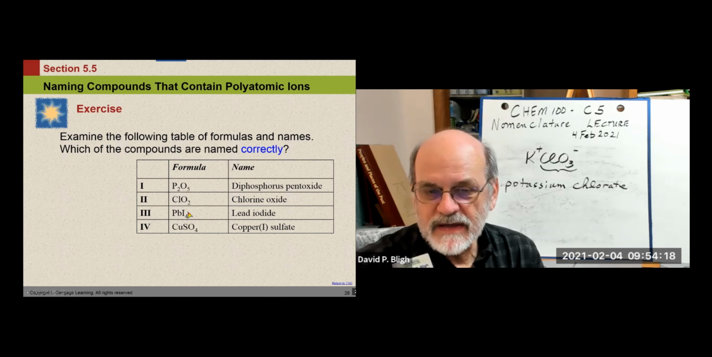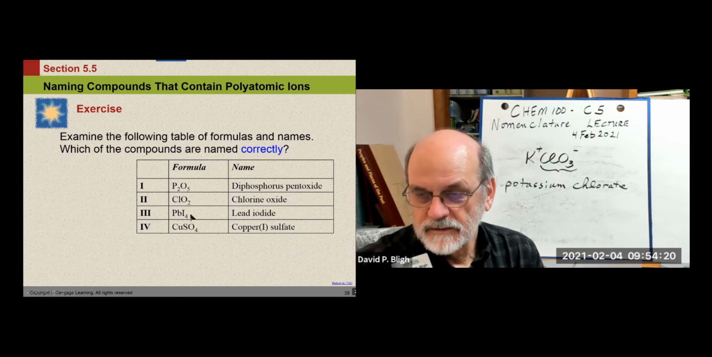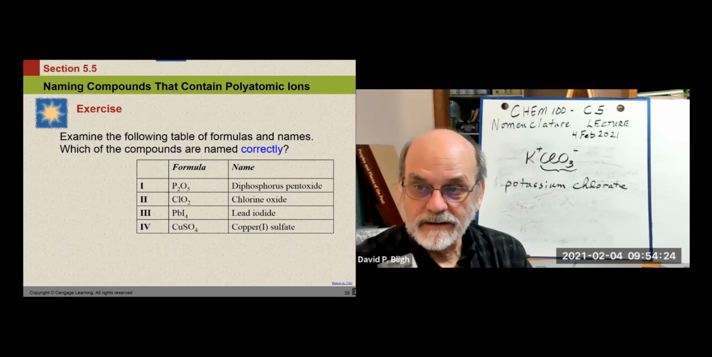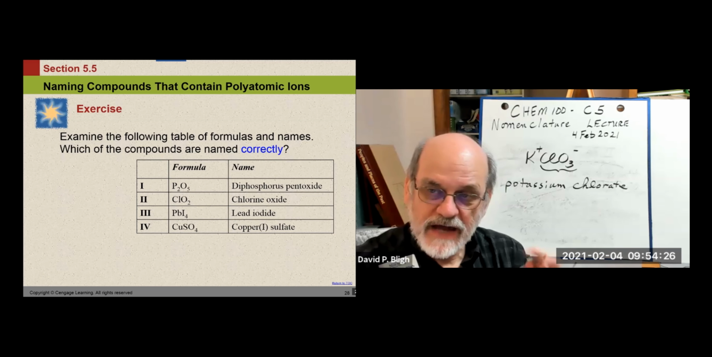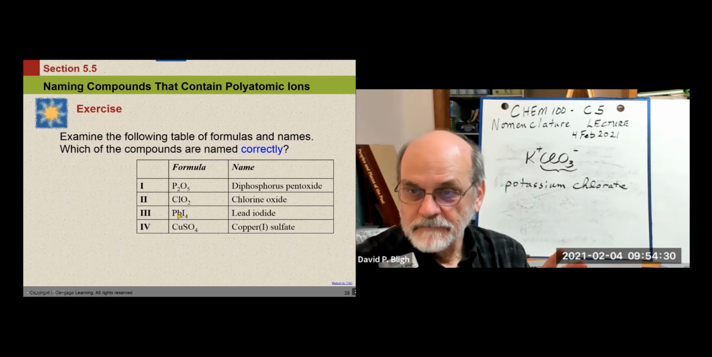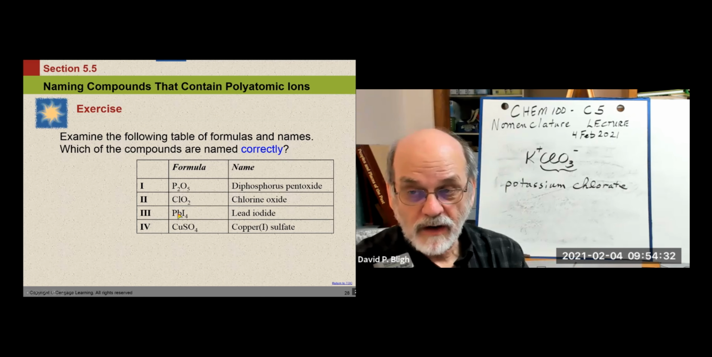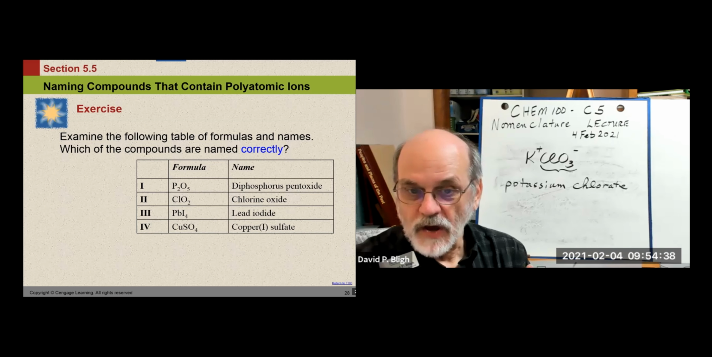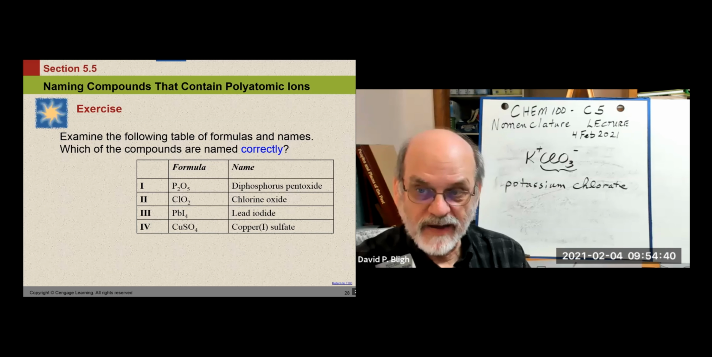How about PbI4? Well, what is Pb? Pb is lead. It's a metal. So this is either a type 1 or a type 2. Where does lead come from? It's not one of the alkaline metals, alkaline earths, or the boron group. So it's a type 2 compound.